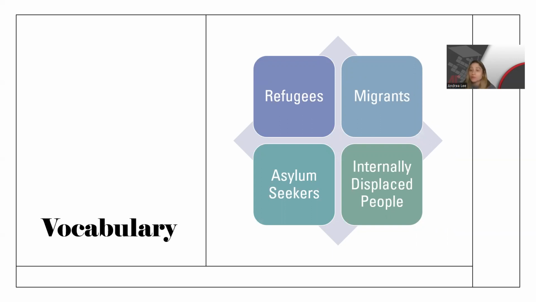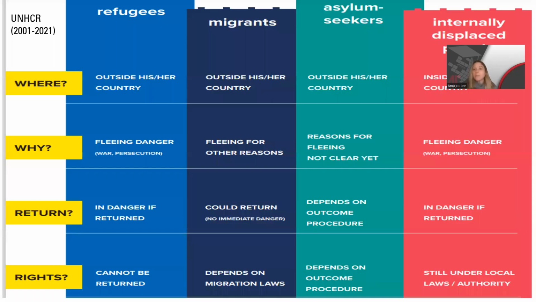So obviously the word refugee is very important, but students also need to know about similar terms that they might read about in newspaper articles or hear about in the news. So migrants, asylum seekers, and internally displaced people. So we've got some complex vocabulary here. And I might show them this from the UNHCR, and it shows clearly in each category the differences between each group. So refugees, outside his or her country, fleeing danger, war, persecution. Return, in danger if they return to their home countries, and rights, cannot be returned.